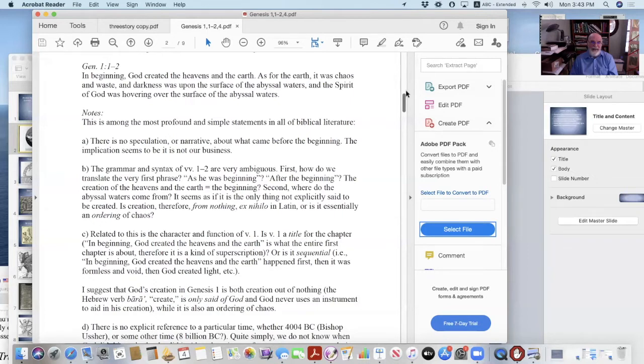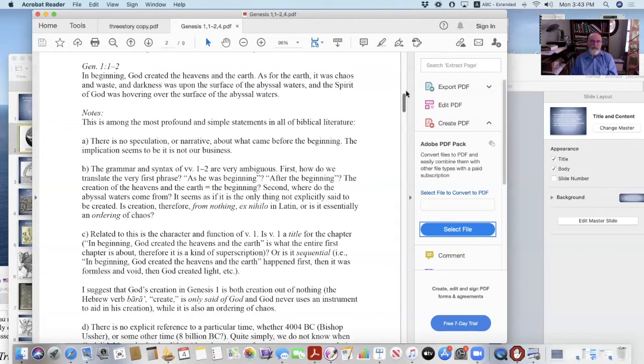Or is it sequential? That is, in beginning, God created the heavens and the earth, verse 1. Then, verse 2, it was formless and void. Then, verse 3, God created light, etc. And the answer to this is by no means obvious either. My opinion is that in beginning, God created the heavens and the earth is the title of the chapter, and that is the title. And thus, here is how he did it in verses 2 and following. But there are a number of possible ways of understanding it.